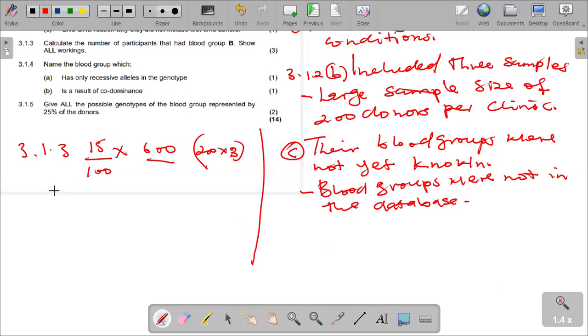So here we say that this equals 15 over 100 times 600 over 1. So how many are those people? We just press it on our calculator there. That would give us 90. That would give us 90 participants.